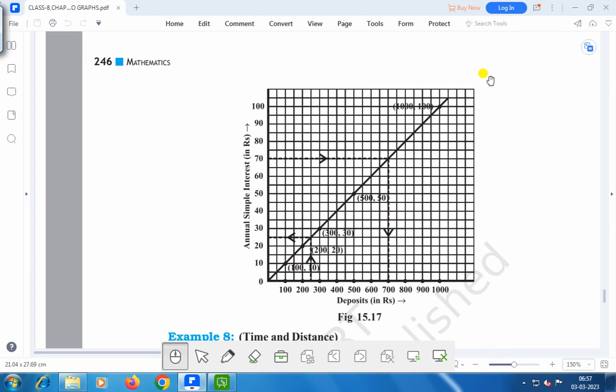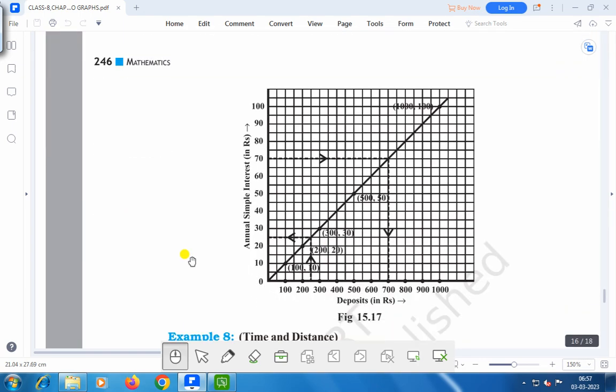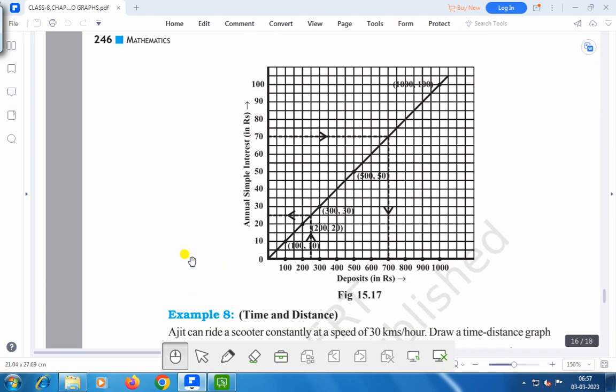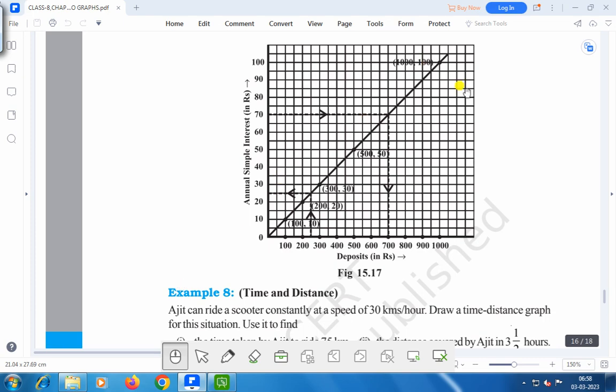That means this is a straight line graph, right? Then we can get various values from it. Suppose we take this one as 700 and take a horizontal line from it. That means the annual simple interest will be rupees 70 for rupees 700, right? In this graph, we can find any value.